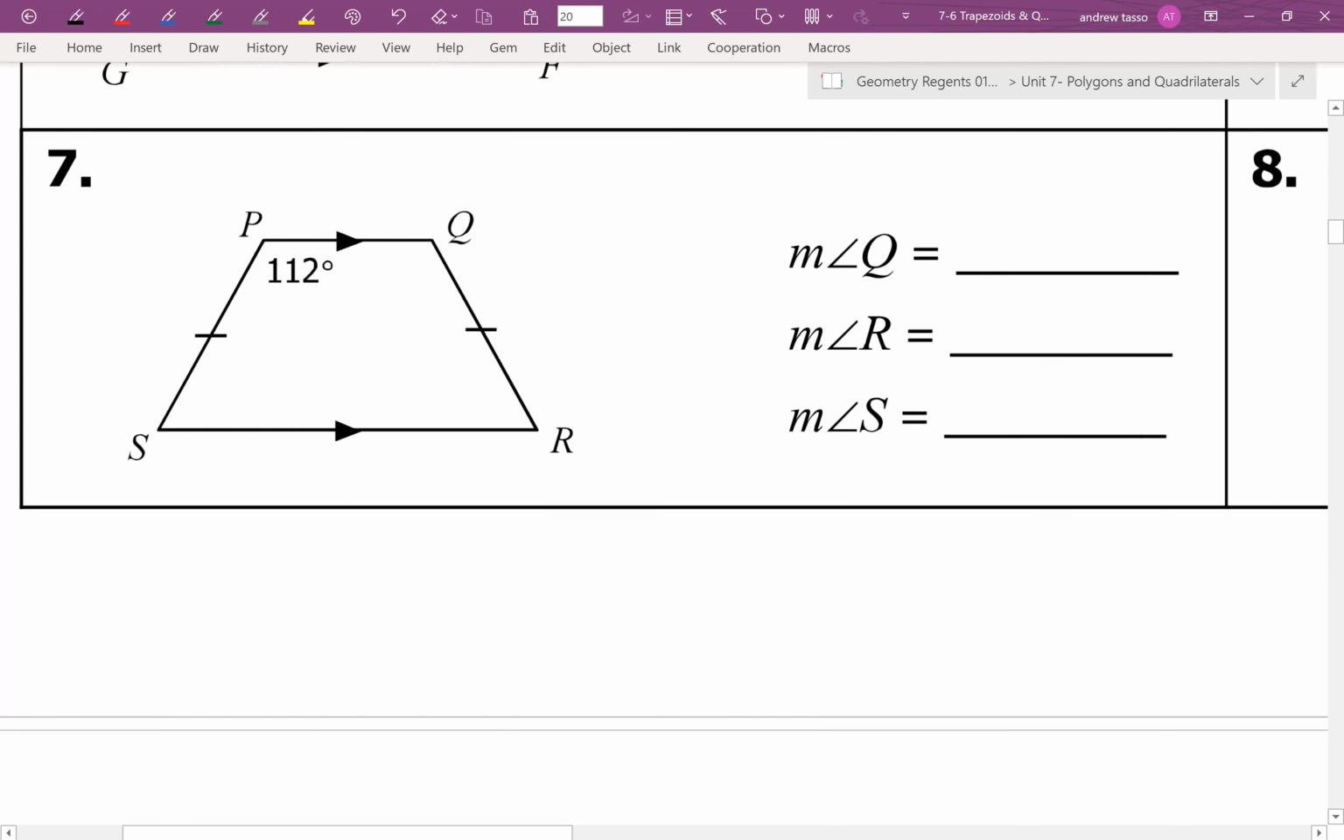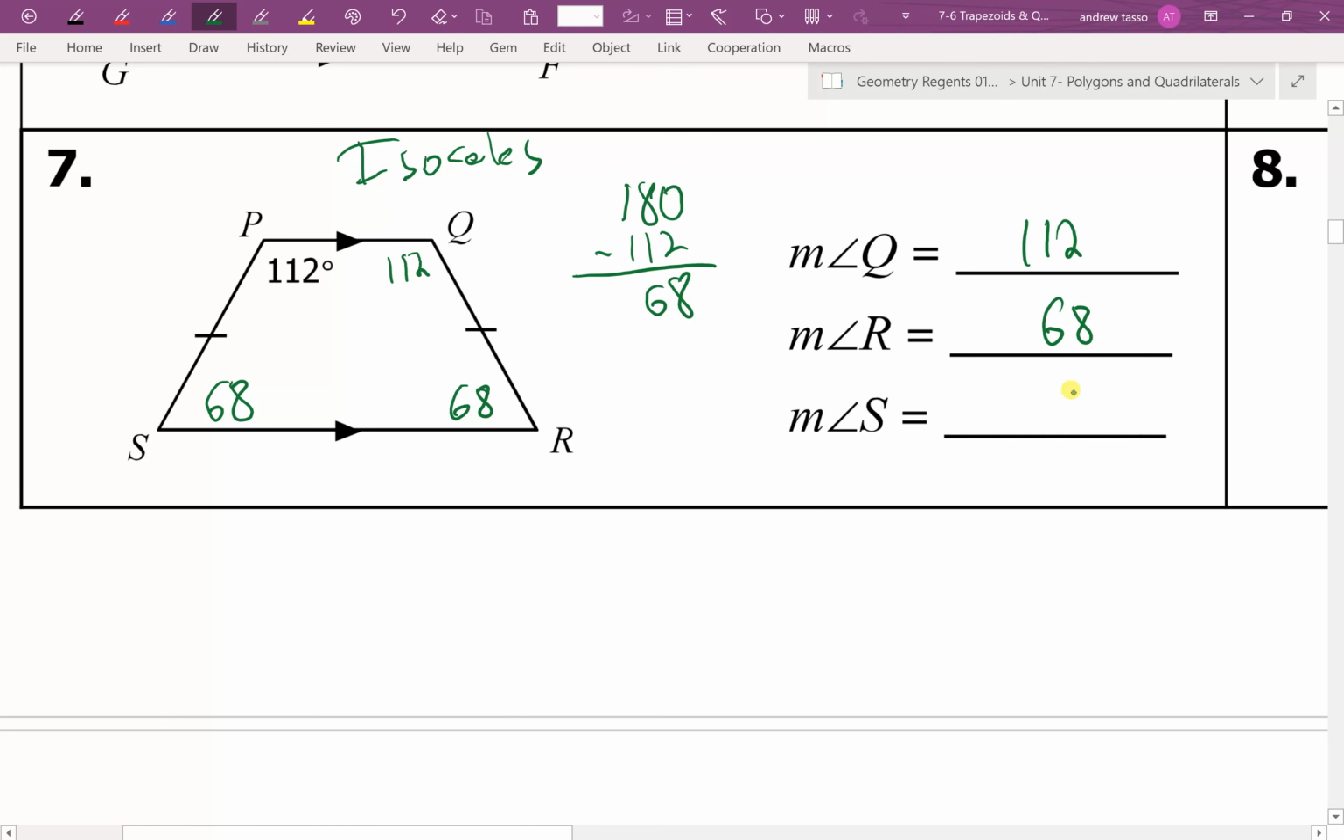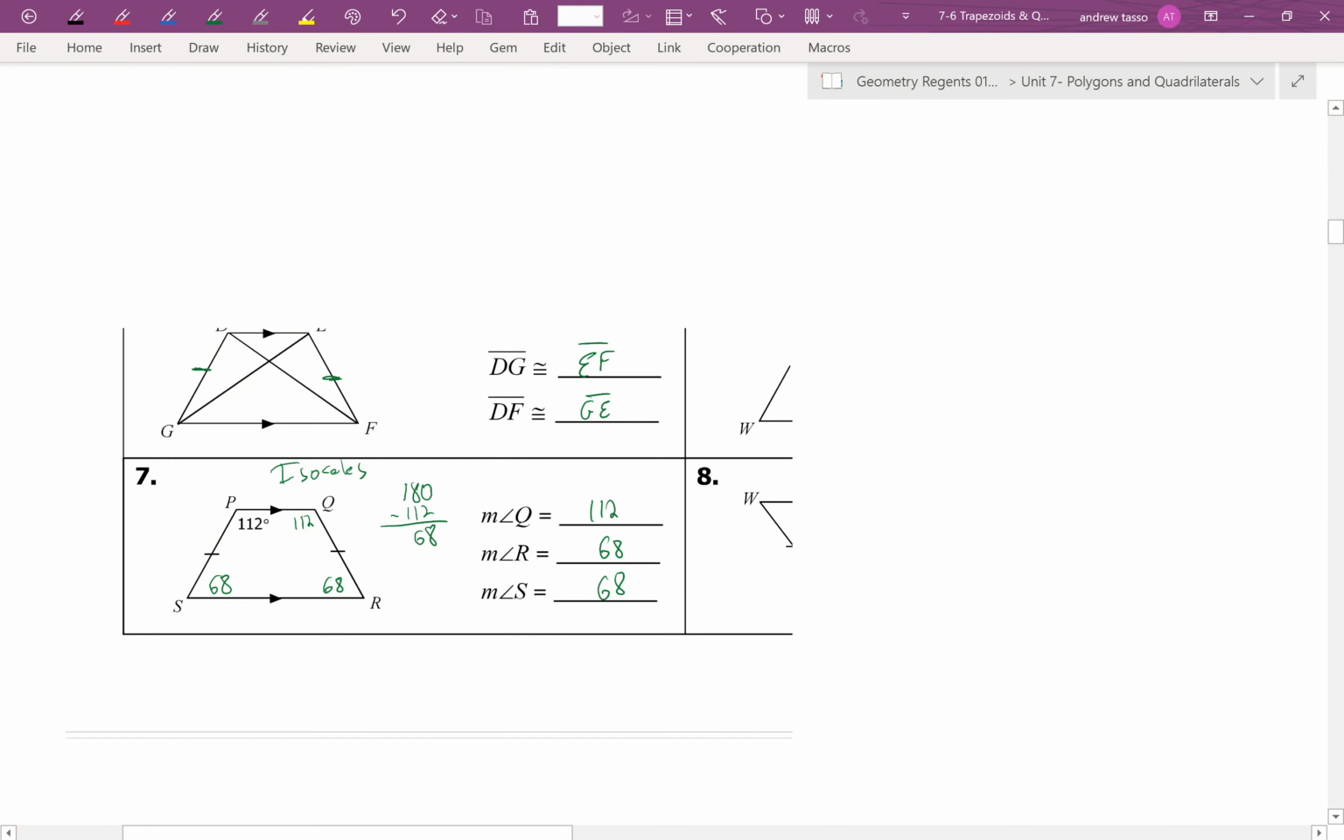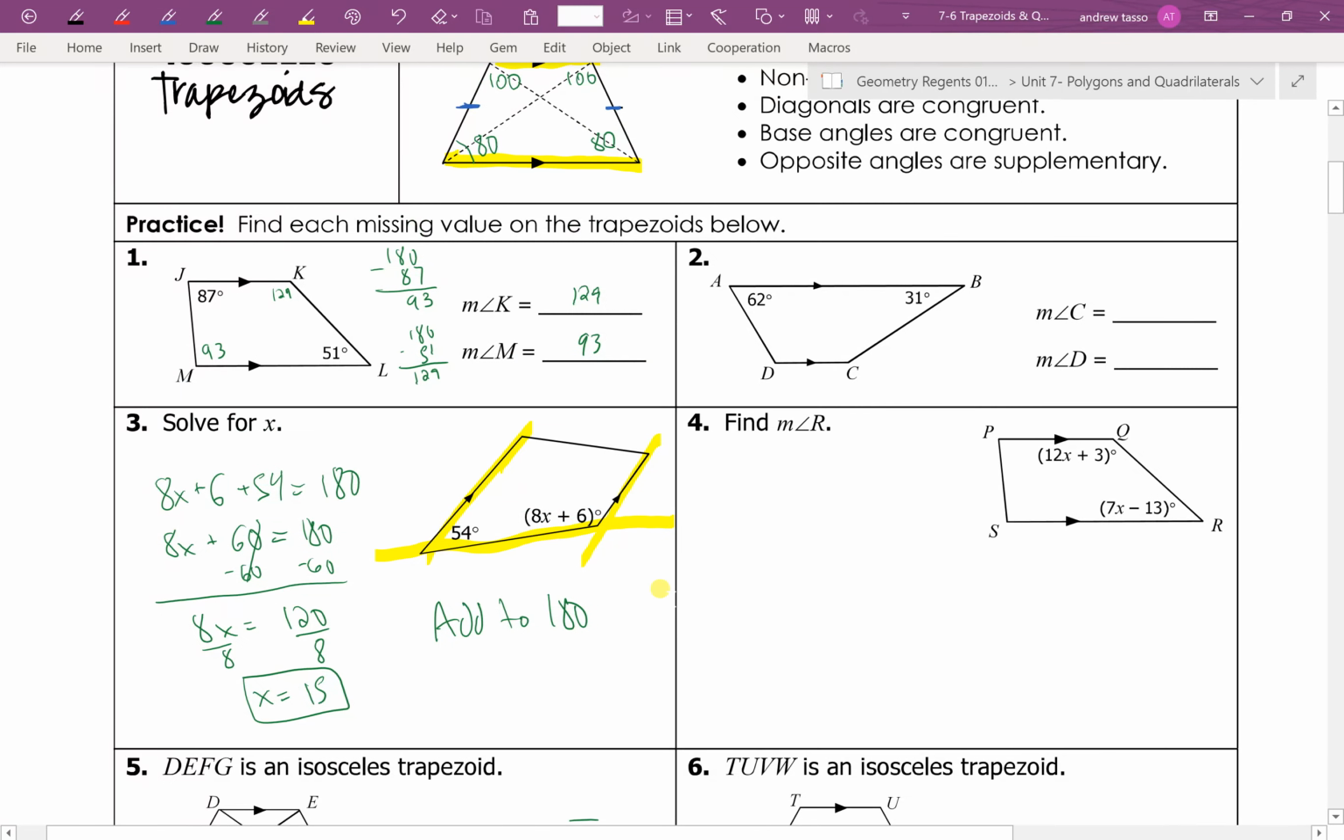All right, and then number 7. Again, we can see that this is an isosceles trapezoid, because of the lines that indicate the lengths are equal. The first thing I would do is 180 minus 112, and that would get me 68 degrees to go here. Then I know the base angles are equal, so that's also 68. And then this one would also have to be 112, since these angles have to add up to 180. So Q is 112, angle R is 68, and angle S is also 68. Now it's your turn to try the right-hand side.